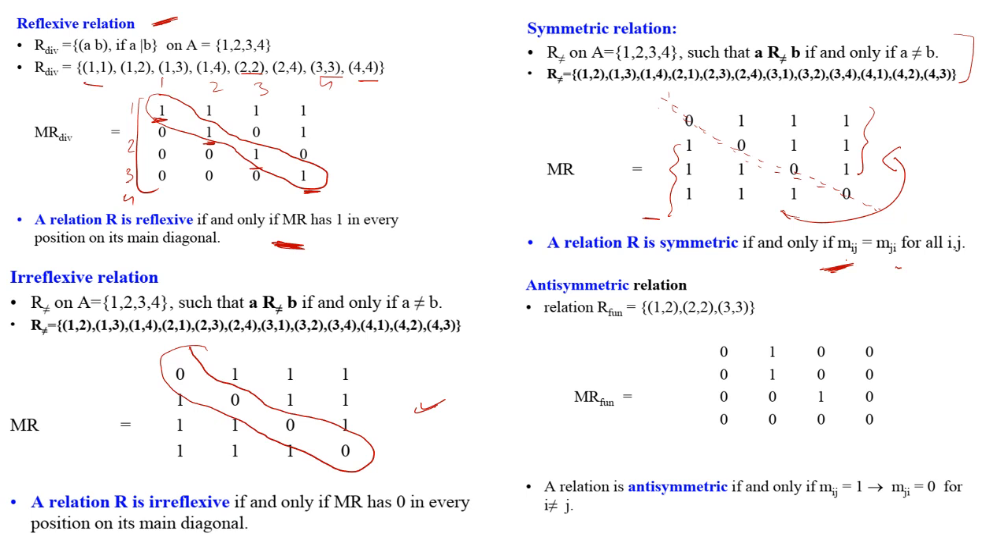What is an anti-symmetric relation? If Mij is equal to 1, it should indicate Mji is equal to 0 for i not equal to j. That means if A is related to B, then B should not be related to A unless A is equal to B. So this is how you can use the relation matrices to check for the various properties.